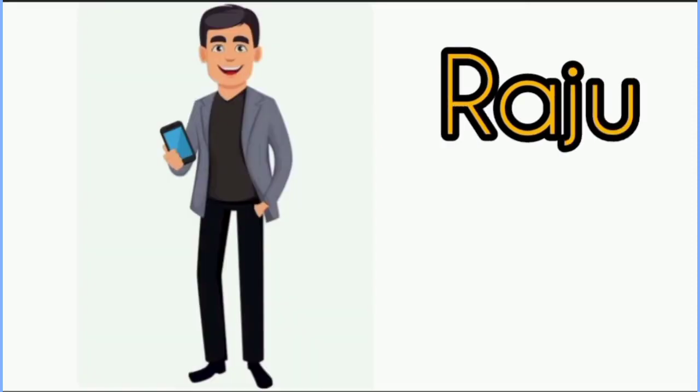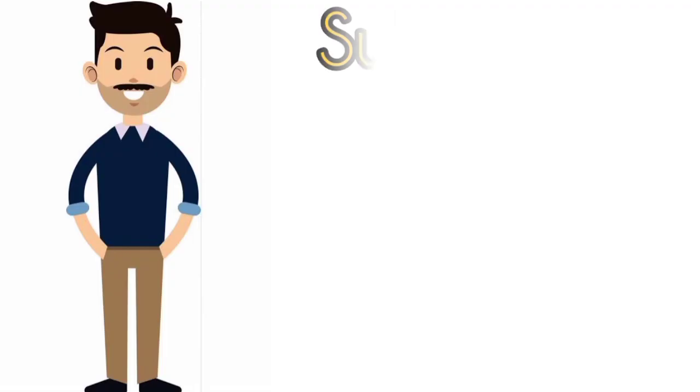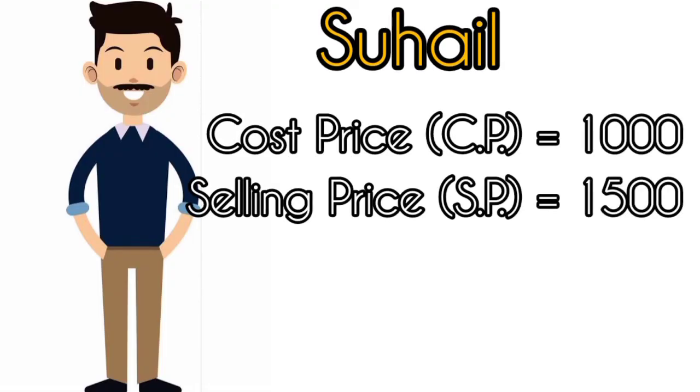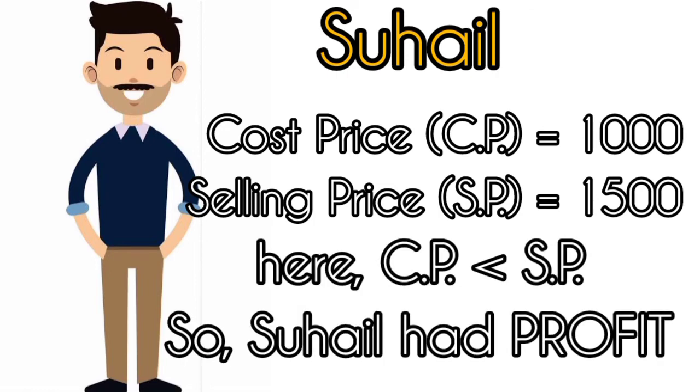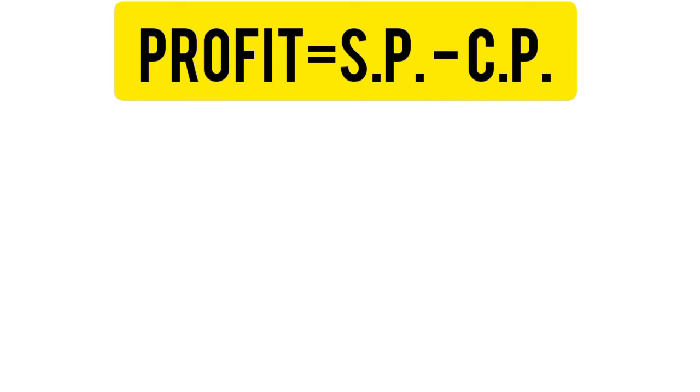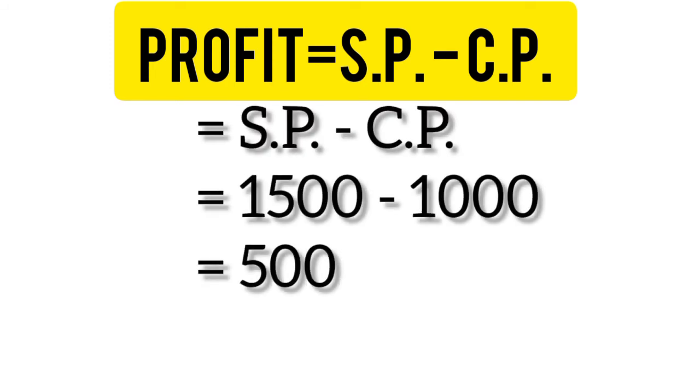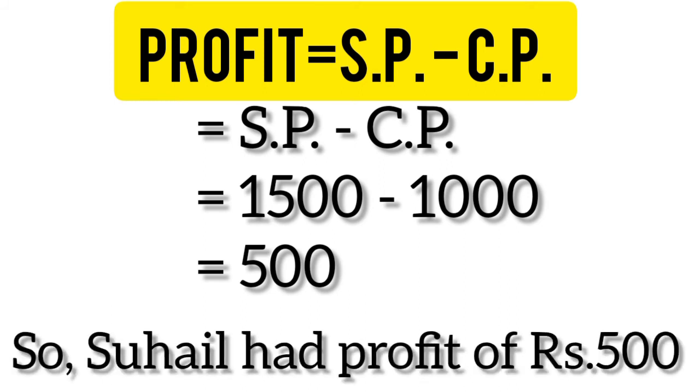Now let's see the case of Suhail and Raju. Let's check whether they have the profit or loss. In case of Suhail, CP is equal to 1000 and SP is equal to 1500. Here CP is less than SP, so Suhail had profit. To calculate profit, the formula is SP minus CP. Here in case of Suhail, SP minus CP will give us 1500 minus 1000, that is 500. So Suhail had profit of rupees 500.